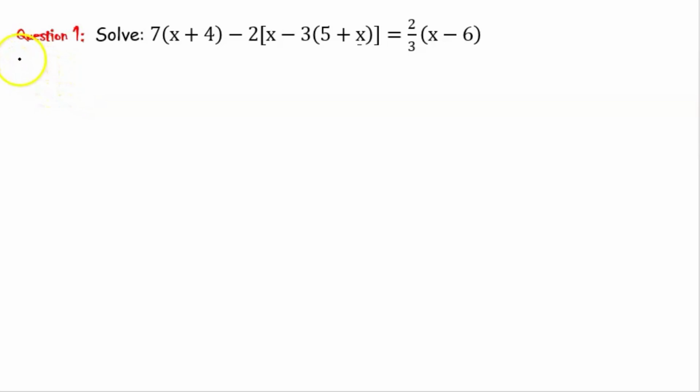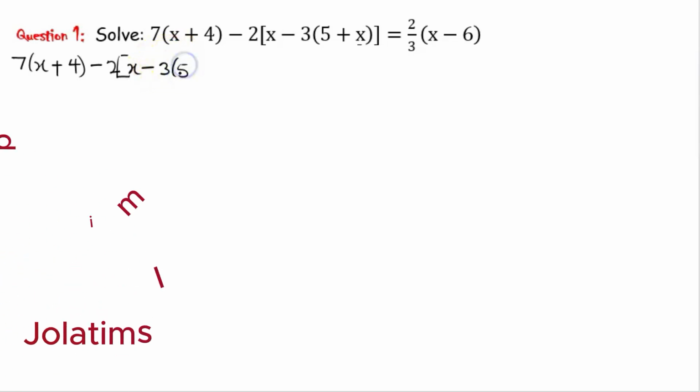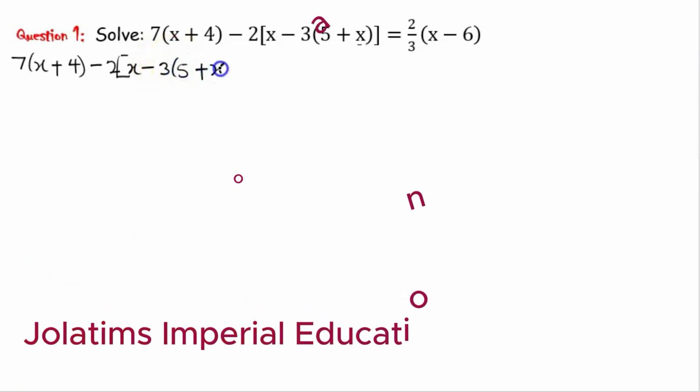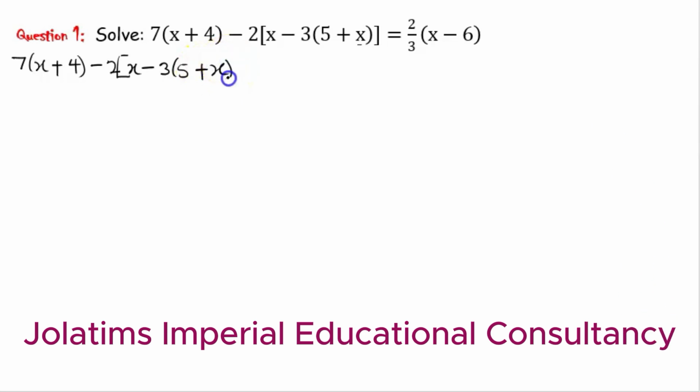We have 7 into x plus 4, negative 2 into x minus 3 into 5 plus x, close the rectangular bracket, which is also equal to 2 over 3 into x minus 6.